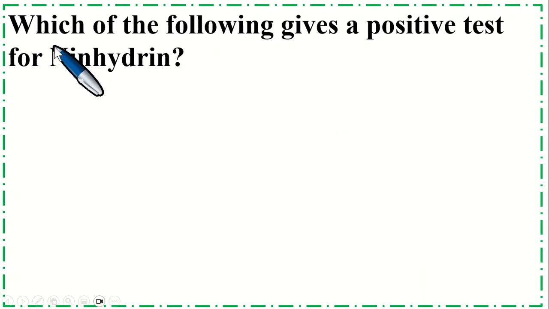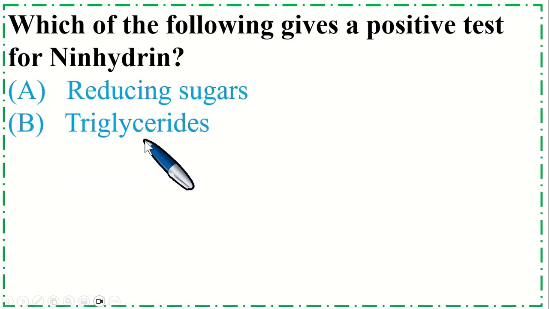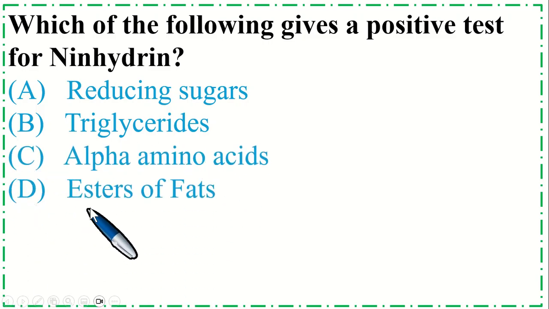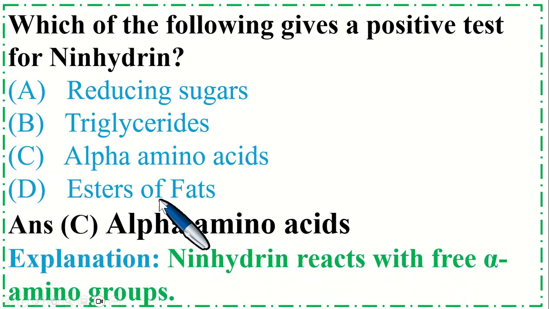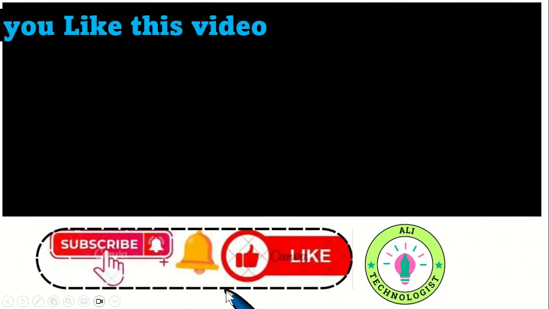So this is very important MCQs. Which of the following gives a positive test for ninhydrin? Option A, reducing sugar, B, triglycerides, C, alpha amino acids, and option D, esters of fats. So the correct option is C, alpha amino acid. Ninhydrin reacts with free alpha amino acid group.